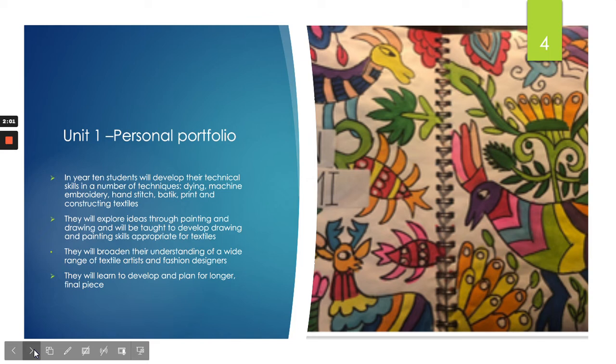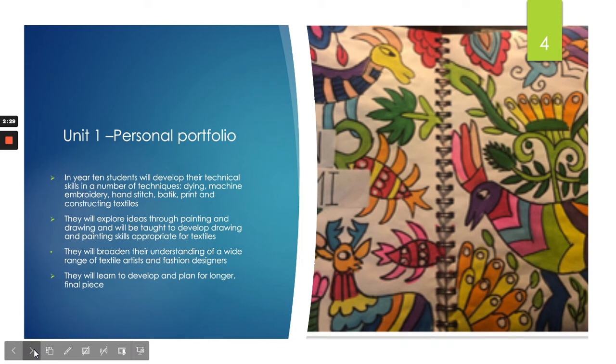In year 9, we spend the whole of year 9 just working through all of the techniques that you are likely to use in year 10 and 11, so that you get a little taster of all of them, and so that you're familiar with and comfortable with how to do things. Okay, so that's going to include things like using the sewing machines, dyeing. We'll do some machine embroidery and hand stitch, batik, print and constructing with textiles.